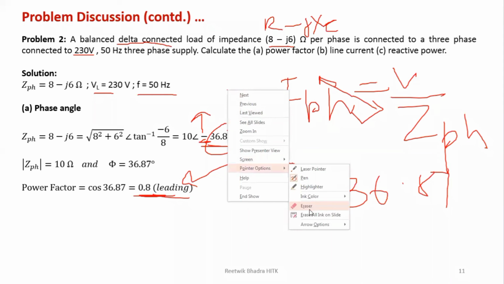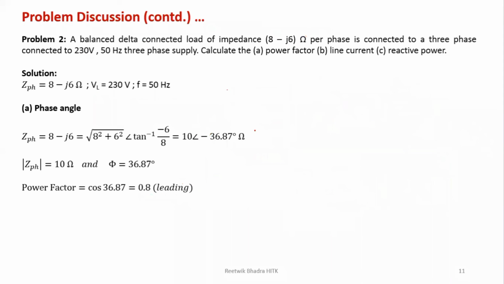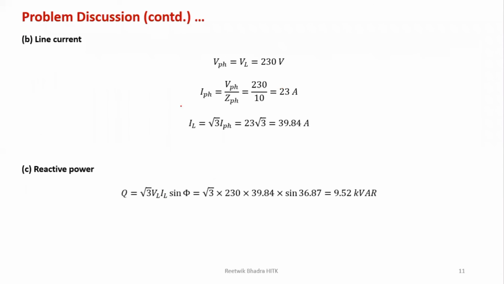Slowly as you study, you can find out some shortcut methods also, how to relate each and everything. For now, you should understand what this means. So 0.8, why am I writing leading? Because I know it is a capacitive load. For a capacitance, current leads. So leading. All leading and lagging are written in terms of current.